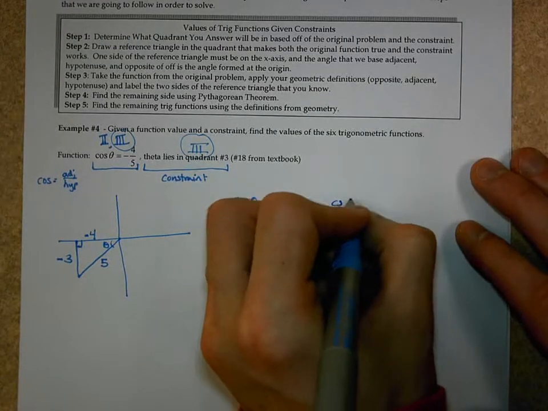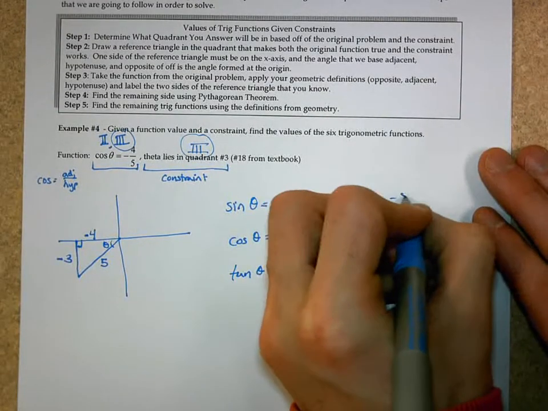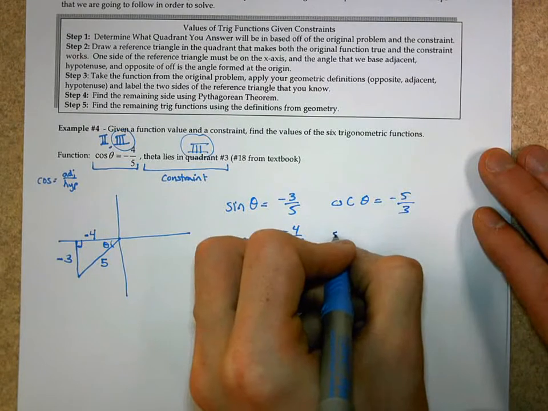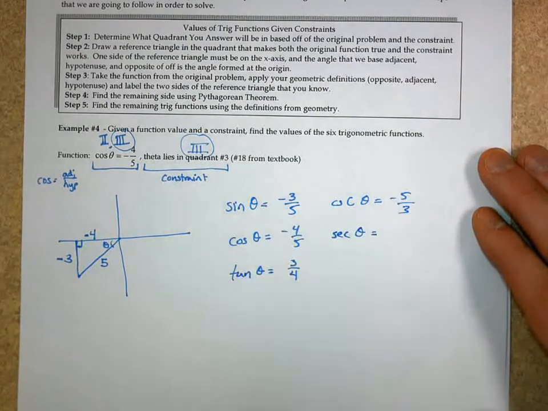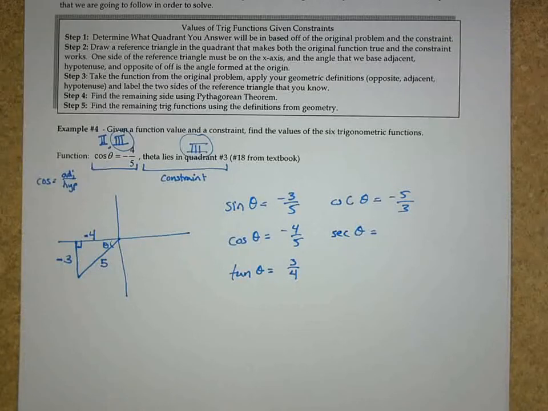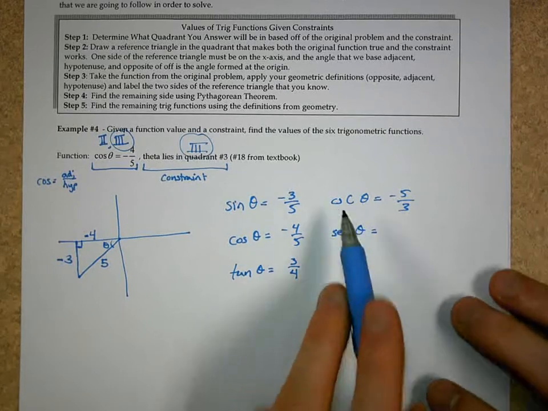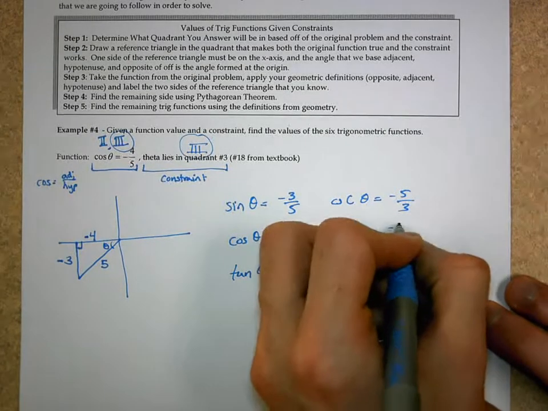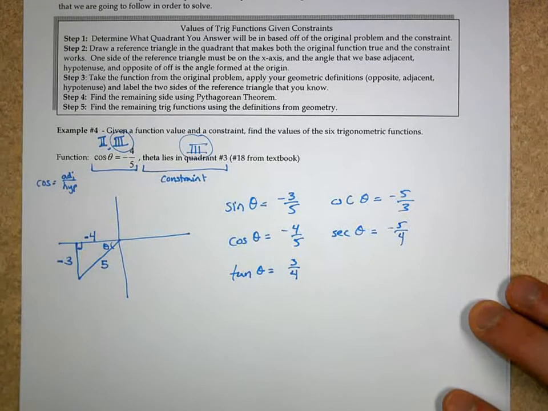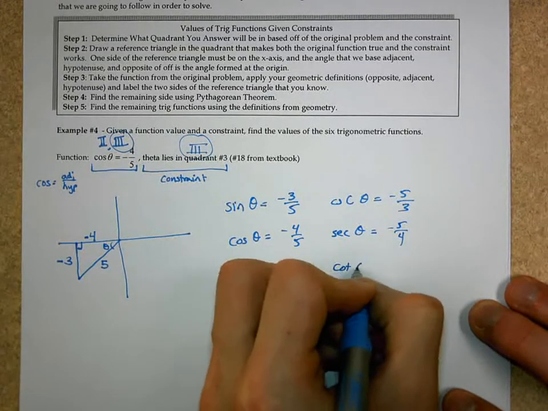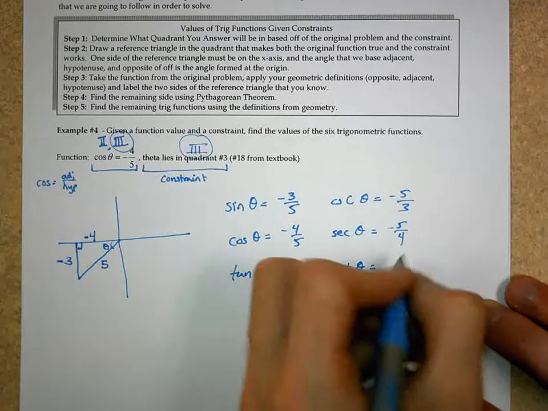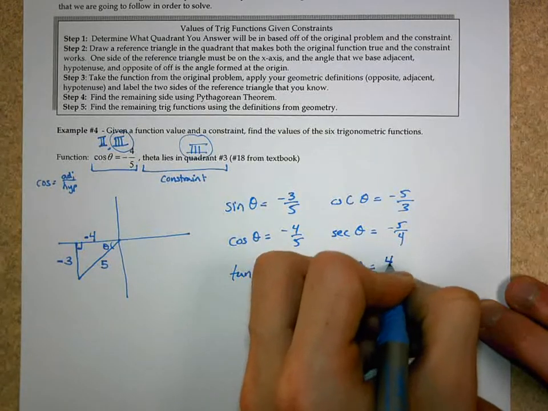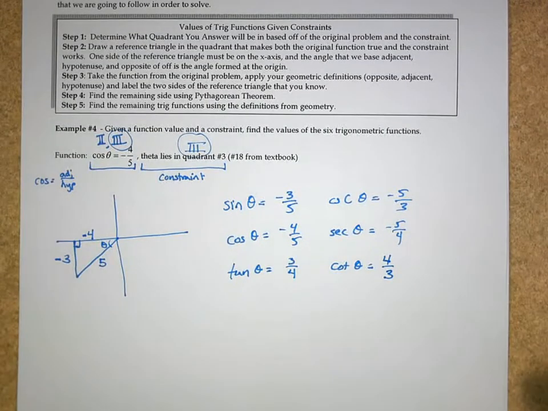And then finally, my reciprocal functions are flipping the numerator and denominator. Cosecant is the reciprocal of sine, which is -5/3. Excuse me, cosecant is the reciprocal of sine. Secant is the reciprocal of cosine, which is -5/4. And cotangent is the reciprocal of tangent, which is going to be a +4/3.